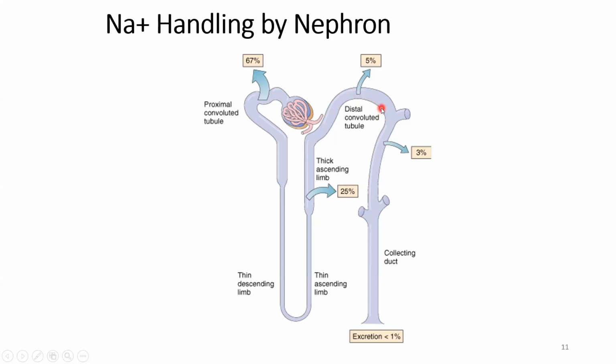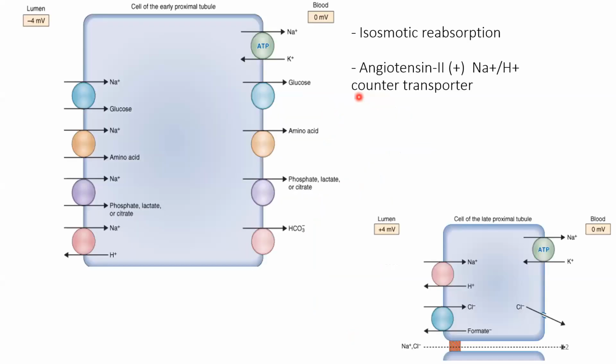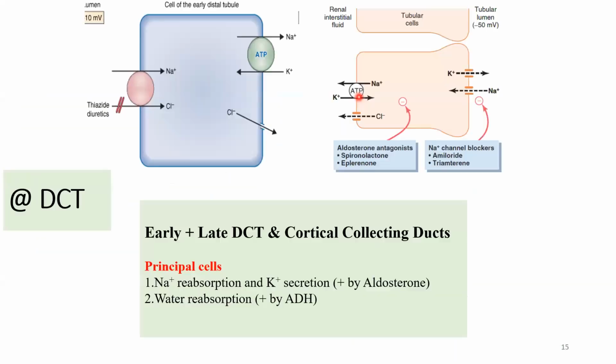Alpha intercalated cells are to do with potassium and hydrogen, and hence will not be today's topic. However, the principal cell is the prime sodium dealer of this segment, and it basically corresponds with aldosterone. Aldosterone's target cell is principal cell. So we will be talking about the principal cell and what's going on. So this basically is a principal cell.